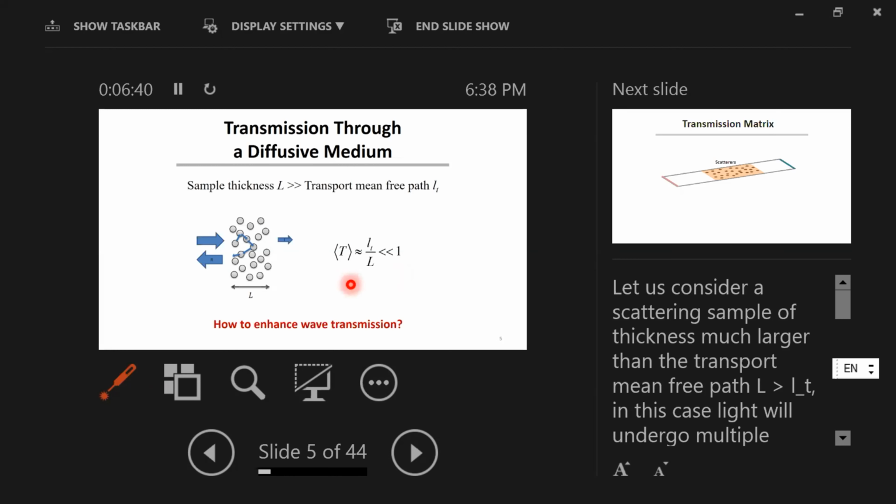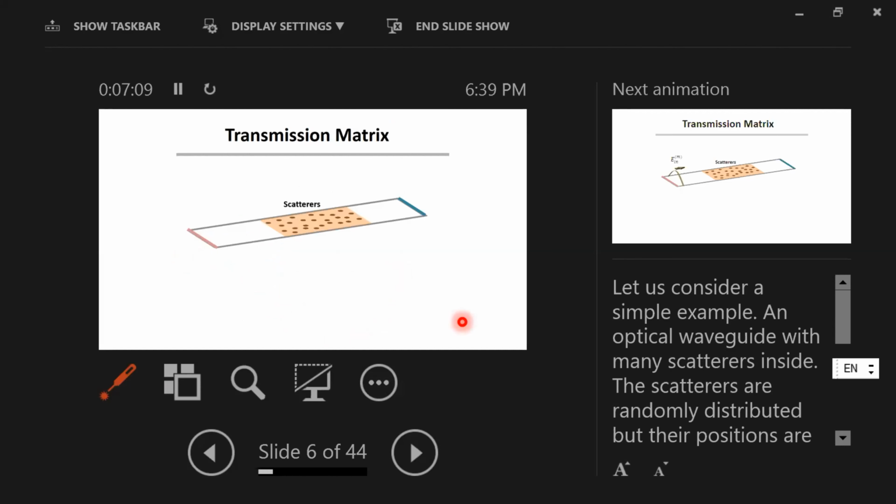But experimentally, if those scattering particles are static in space, they don't move, and if we're using coherent light, then the interference of scattered light could become significant, and that may allow us to use the interference effect to enhance wave transmission. So that is our goal, to use this interference effect to break the diffusion prediction. So now let's see how we can do that.